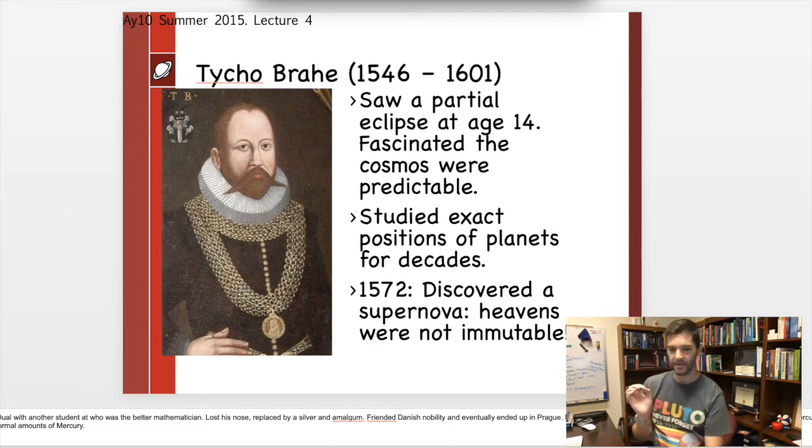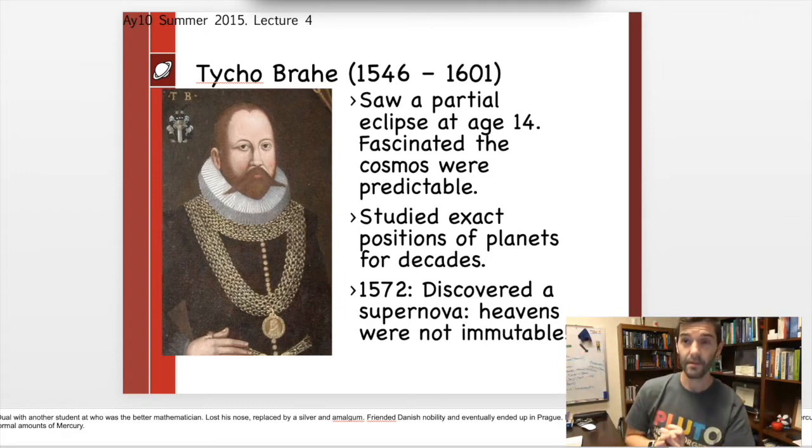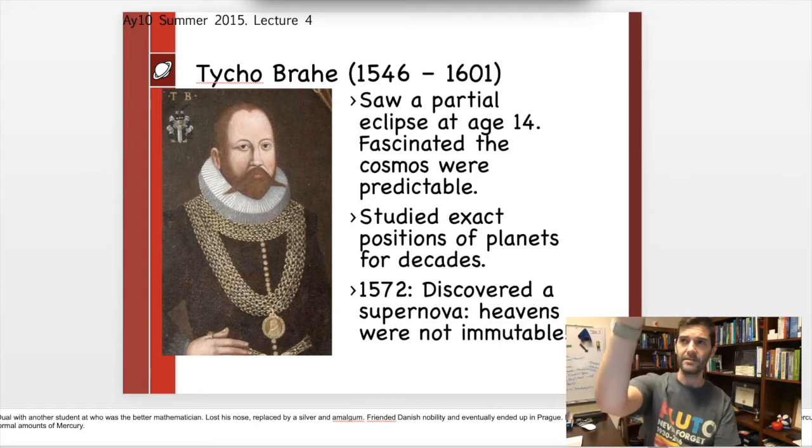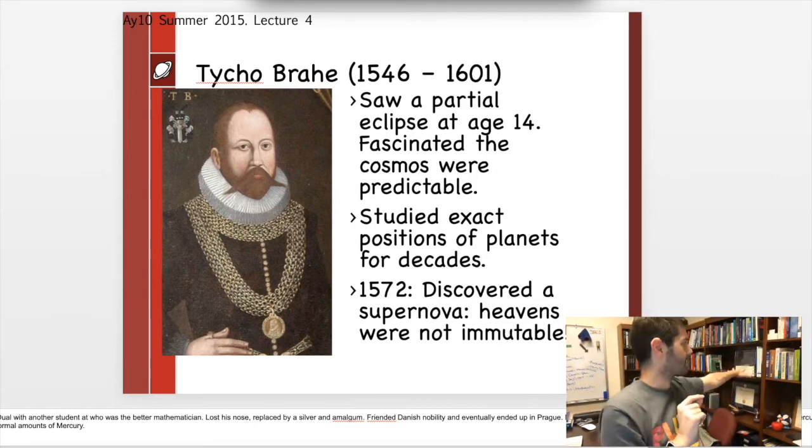And these five peculiar points of light also looked like stars. But they moved relative to the stars. Sometimes they were over here in Orion. Sometimes then they were over here in Taurus. Then sometimes they were over here in Aries and Pisces and Virgo.